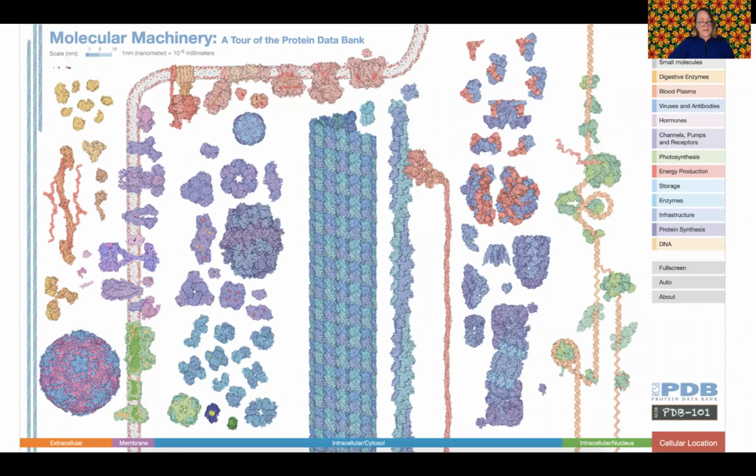Understanding the shape of a biological macromolecule helps us to understand its functional role. Shapes and sizes are quite varied. For example, you can see virus structures, you can see hemoglobin over here, and then this is the ribosome.